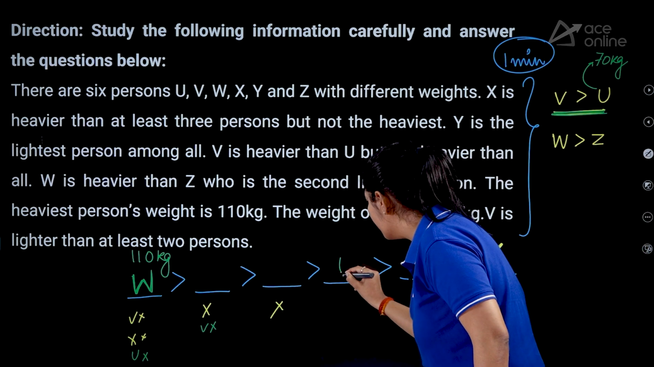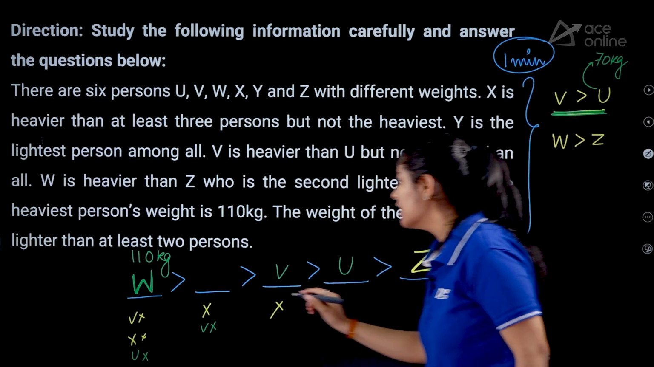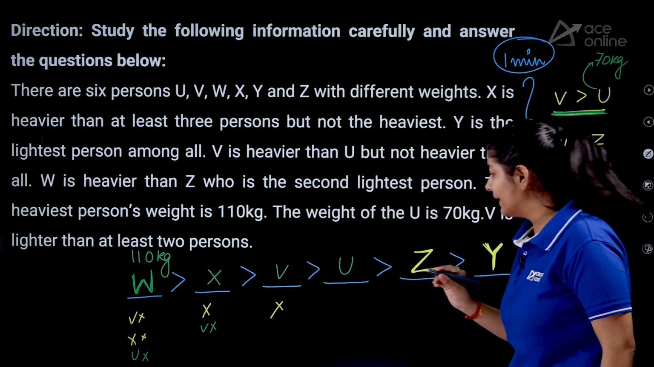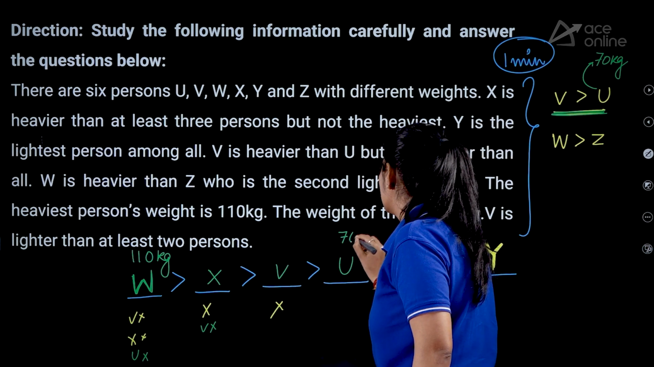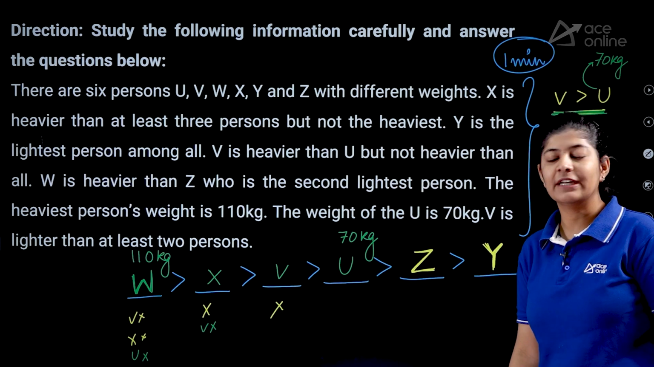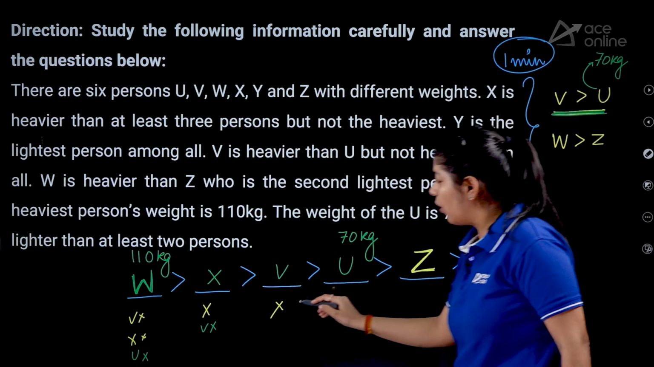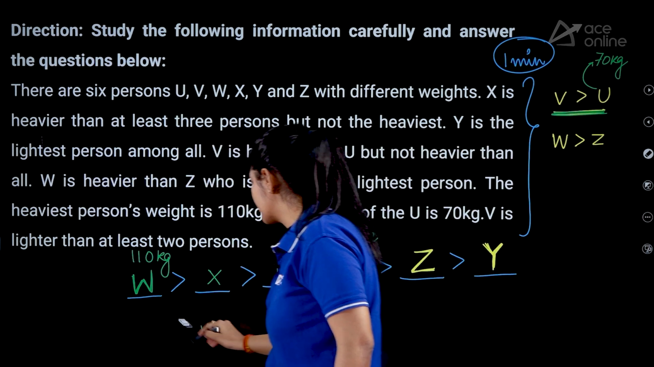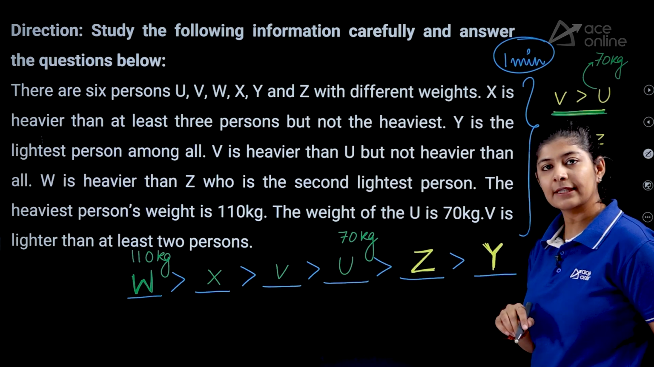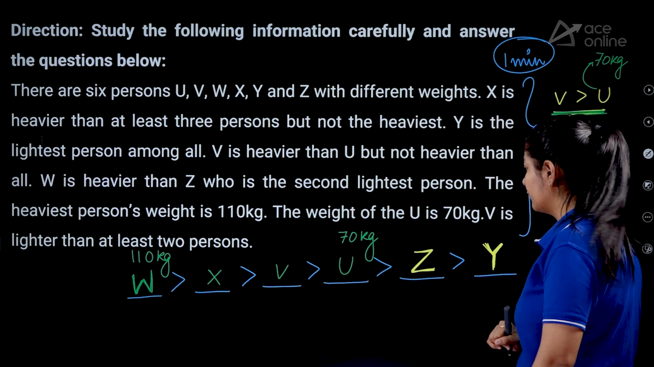So if we put U over here, then V over here, it satisfies our condition, and we can put X over here. So basically this is our complete arrangement, and the weight of U is 70 kg. So basically this is our complete arrangement with all the clues and with all the conditions. Is it clear? Now on the basis of this particular arrangement, we have to answer a few questions.